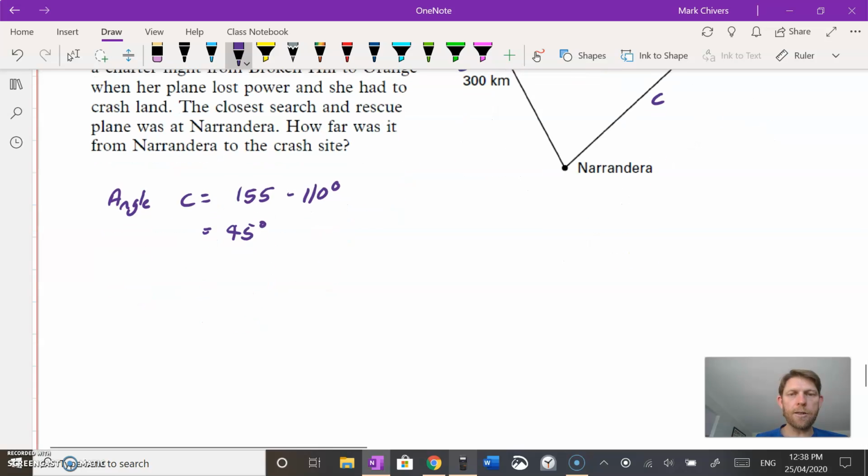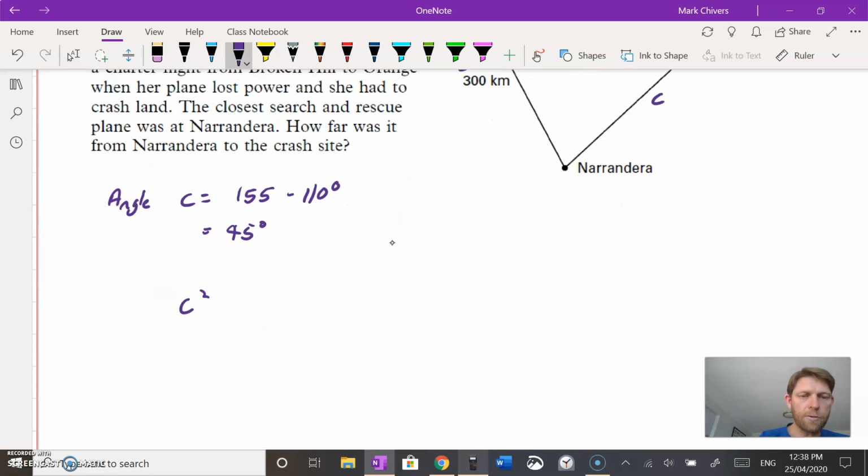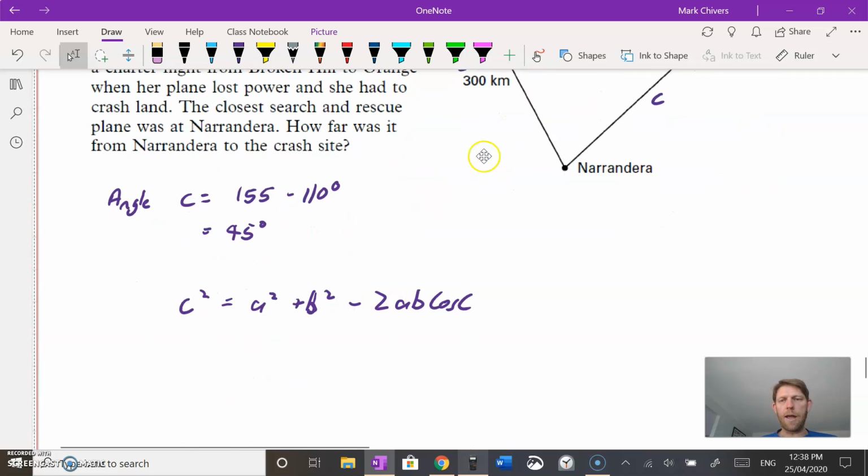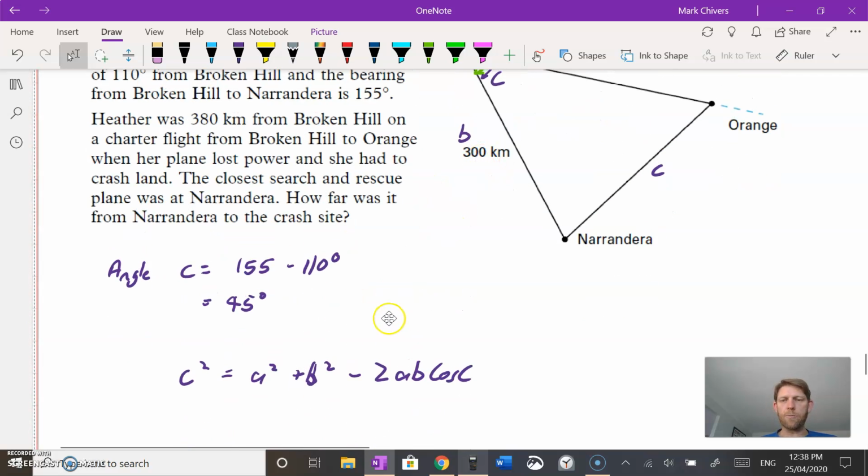Once we know that, we can just start substituting into our formula. C squared equals A squared plus B squared minus 2AB cos C. Now I'm about to run out of time, so I'll leave that as an example again, but once you know the angle, it's pretty easy to work that out from there.